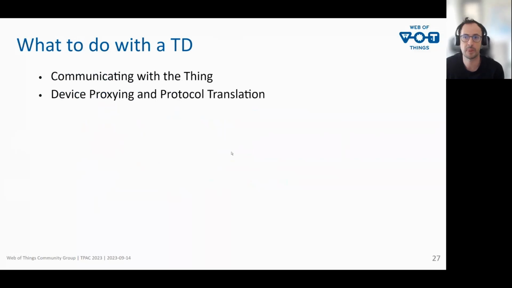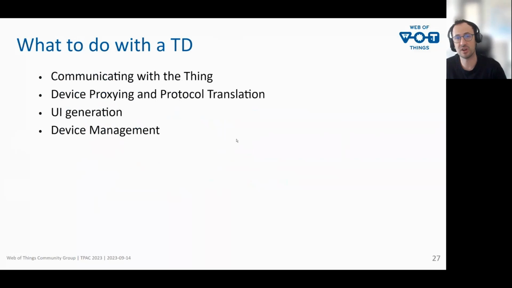It could be MQTT or vice versa. You can use it to generate UI. Once you know the data schema, you know what the content of the property is, or the action, the input of the action, or the output of the action, you can do UI generation. In fact, there are libraries that are able to take the JSON schema and generate the forms for you, for example. You can do device management.